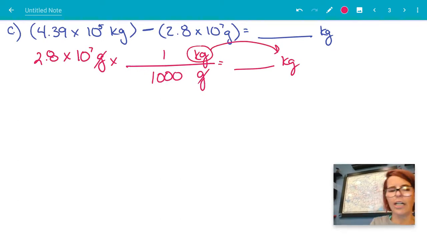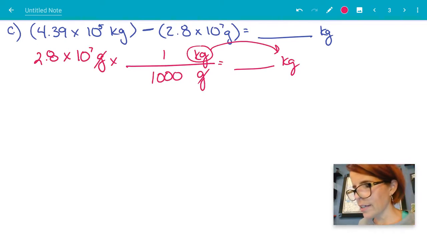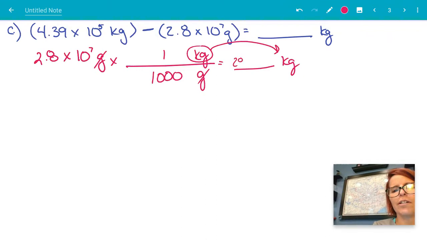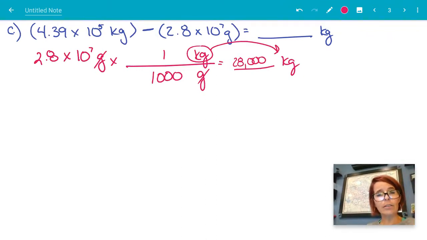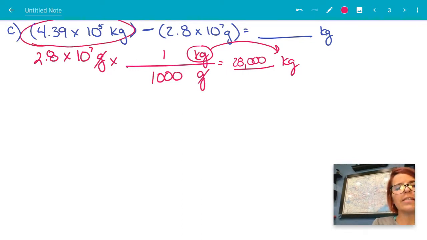Okay, so we're going to do 2.8. I'm going to type it right into my calculator. 2.8 times 10 to the 7th, and then times 1, I'm not going to do that, divided by 1,000 equals, and I get 28,000 for an answer. Now, 28,000 is normal or decimal notation. It's not in scientific notation. The other one in the parentheses is times 10 to the 5th. So I want to try to get 28,000 into 10 to the 5th.